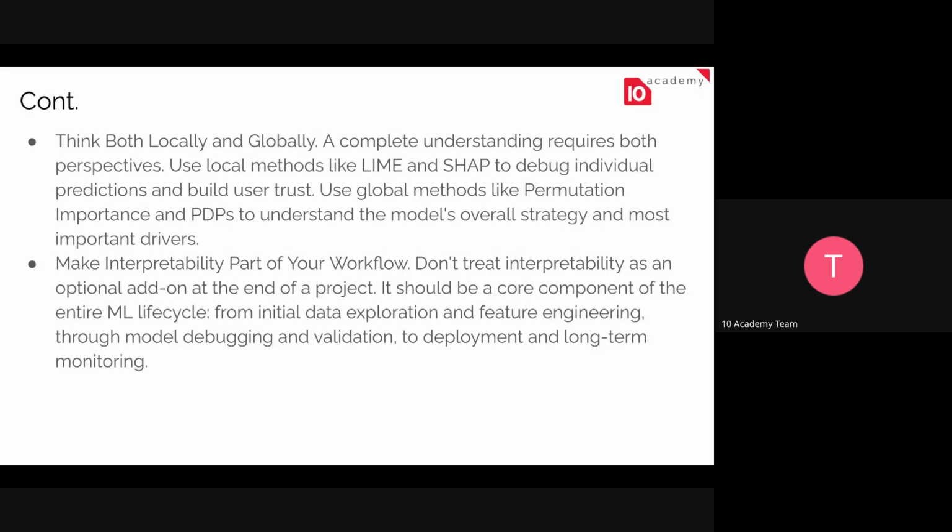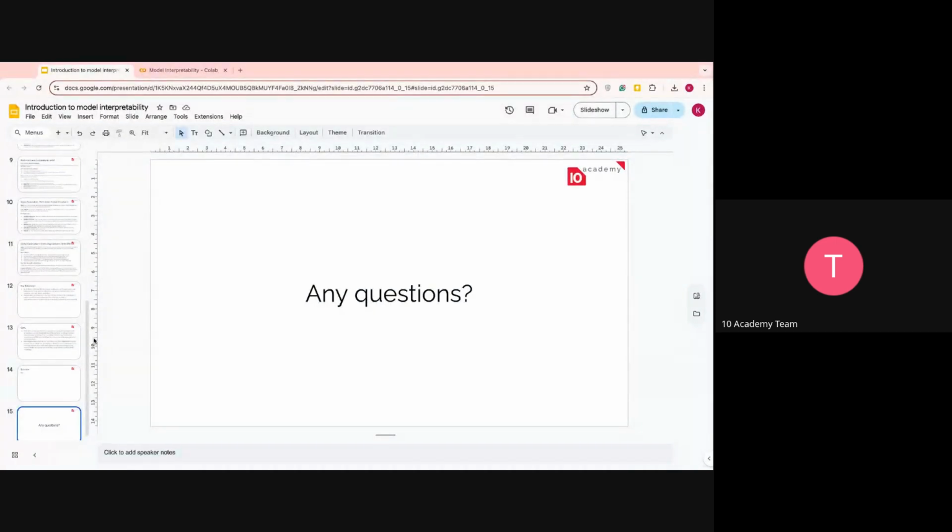And lastly, make interpretability part of your workflow. So this means do not treat this as an optional add-on to the end of your project, but it should be a core component of especially the machine learning life cycle. So from the initial data exploration, feature engineering, throughout the model debugging and validation to deployment, it's good to have interpretability integrated into your system. So that's it from my side.